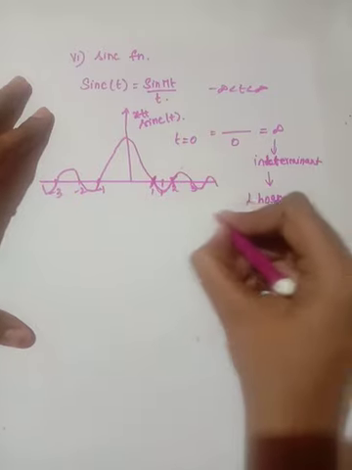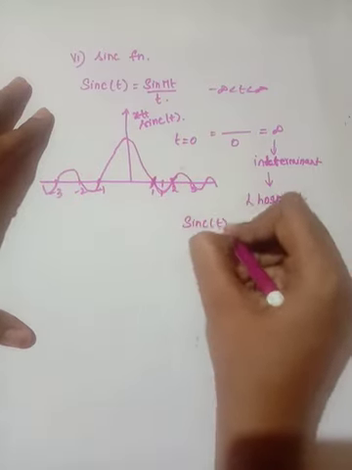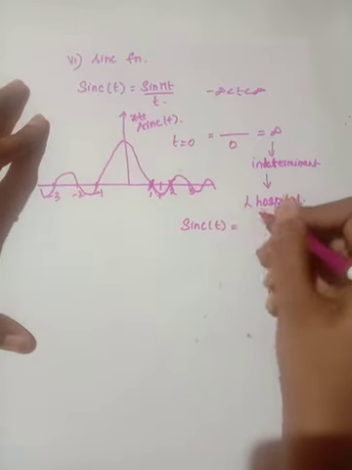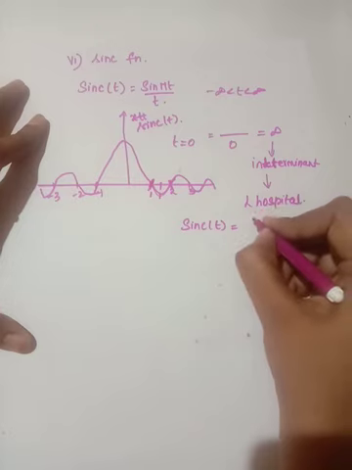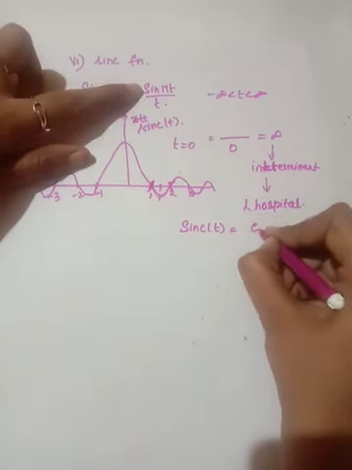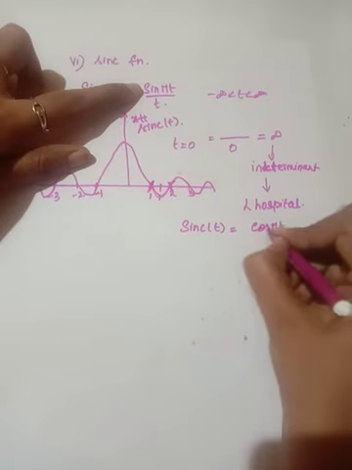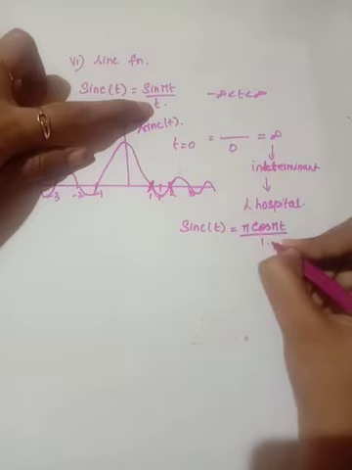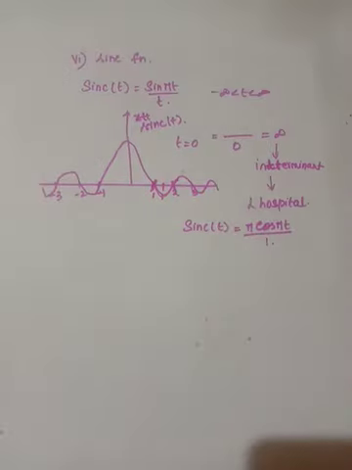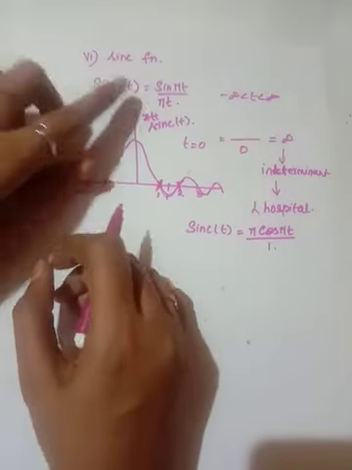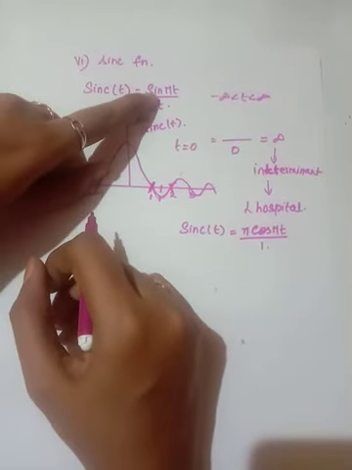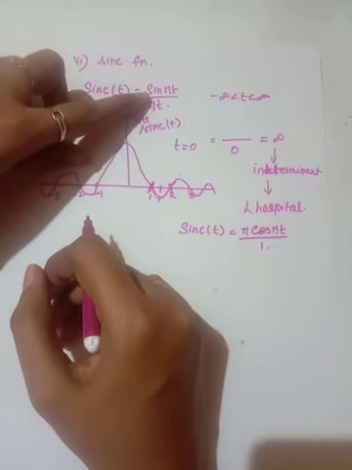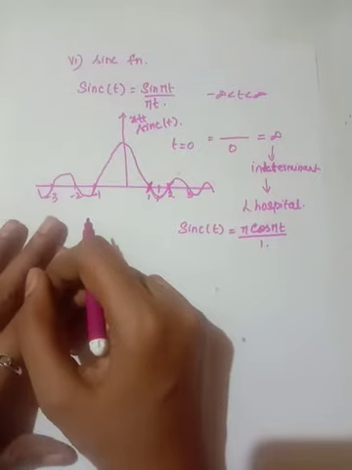What L'Hospital rule says is, you have a sinc function, right? Here we need to differentiate the numerator and denominator separately with respect to t. So consider sine: when you differentiate, it is cos pi t into pi, divided by, when you differentiate t, it becomes 1. Sorry, I have left off pi here, so it is sine pi t by pi t. So this is what your sinc function is.